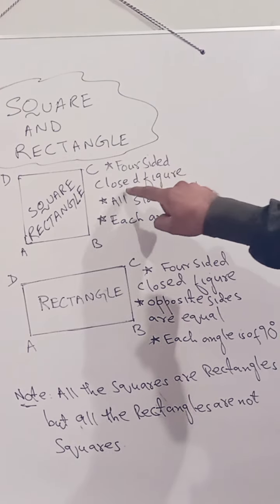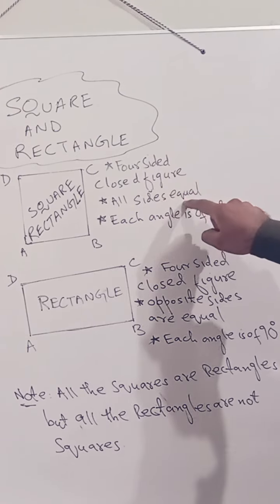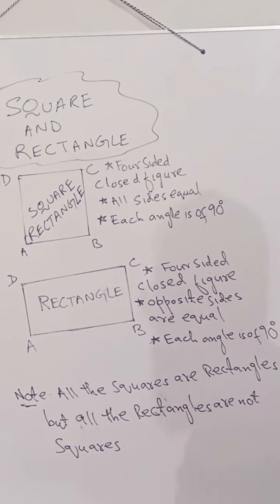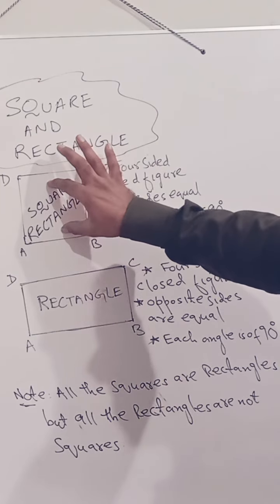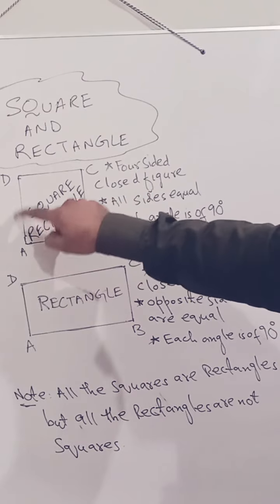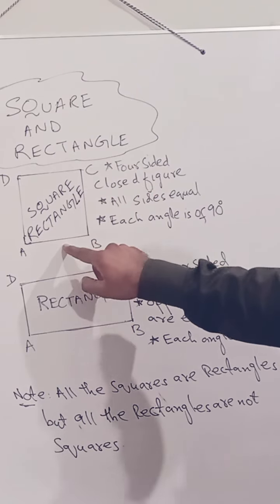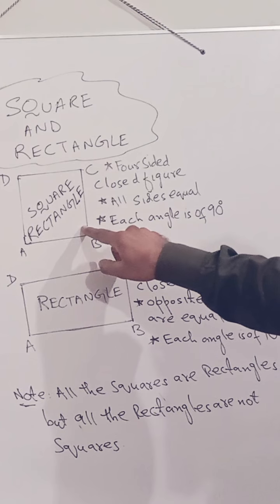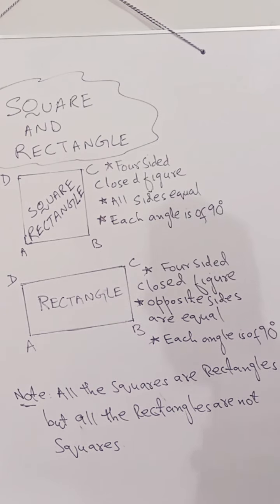A square is a four-sided closed figure, all sides are equal, and each angle is of 90 degrees. In the given figure, there are four sides. All the sides are equal in length and each angle is of 90 degrees. So it is a square.